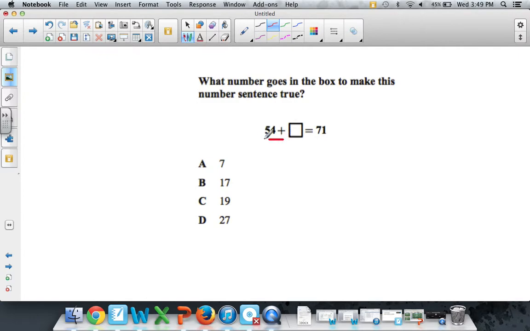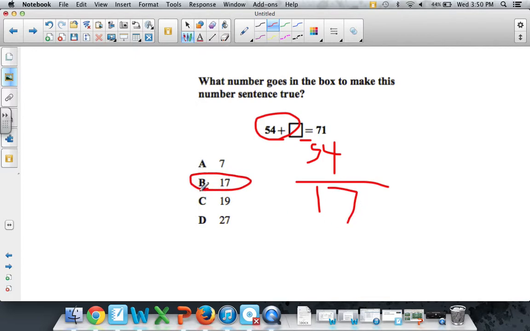You can ask yourself, what if I took this right here and instead of adding, I did a little subtraction. We're going to do the inverse operation. 71 minus 54, if you do all that hard work, is going to equal, what do you think, Nathaniel? B. B, 17. Good job. And it was as simple as doing the inverse operation, the opposite of what you see on this side.